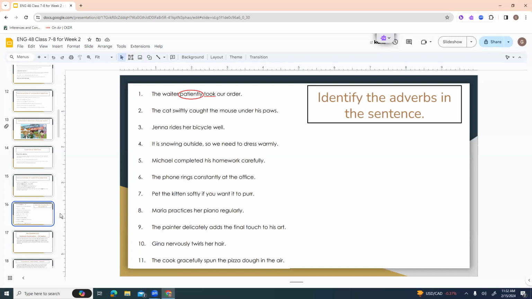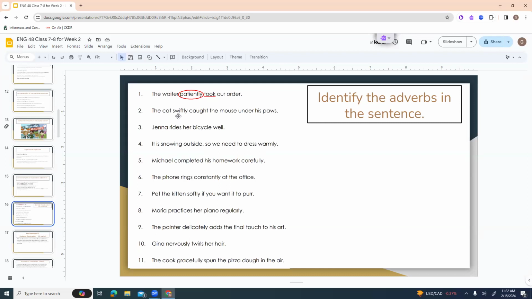All right. We are also going to have to talk about adverbs, which we've discussed quite a bit. We're going to quickly go over and just look at adverbs really quickly. Remember that they can describe a verb, an adjective, and another adverb. Okay, so the waiter patiently took our order. Patiently is describing the word took.